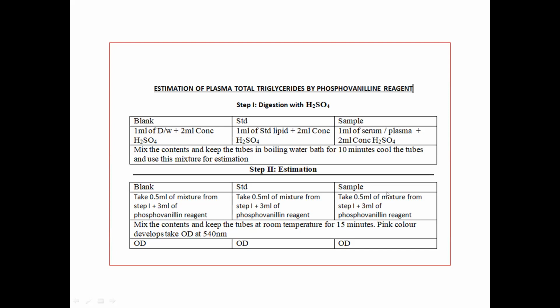Now in that, you will be adding 3 ml of phosphovanillin reagent. Children, phosphovanillin reagent also contains concentrated orthophosphoric acid, so here again you should be very careful. For the standard, the digestion mixture of the standard you will be taking plus 3 ml of phosphovanillin. For the sample, you will take the sample mixture, then add 3 ml of phosphovanillin. Now you are done with the 3 test tube preparation.